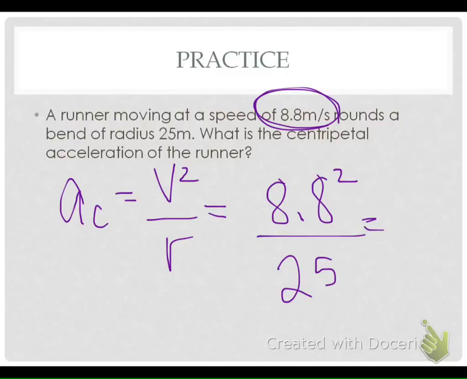So we're looking for acceleration in this one. It's kind of all over the place. Sometimes you'll get an acceleration and you need to solve for speed. Sometimes you'll have to solve for different forces. So what do we get? 3.1, and the units are meters per second squared.